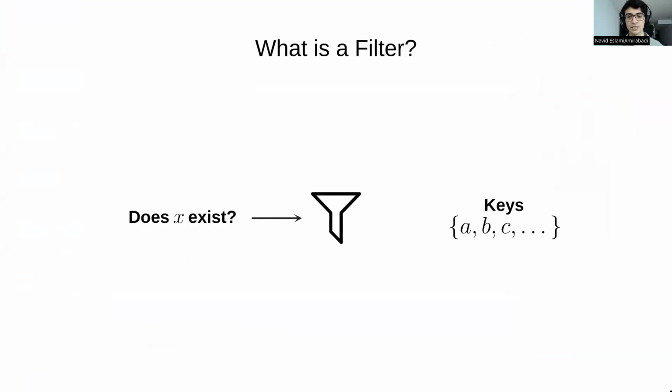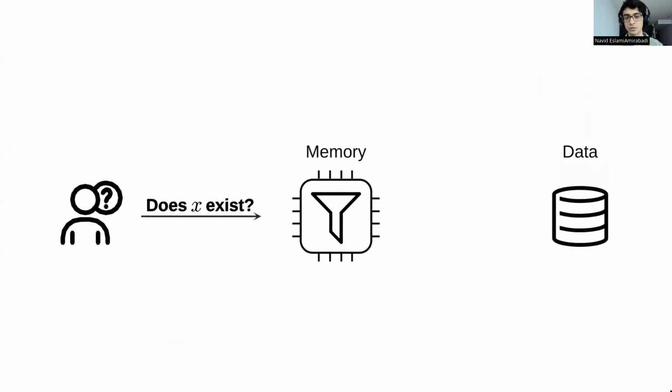A filter is a compact probabilistic data structure that represents a set of keys that we care about. So in this particular example, A, B, and C, and so on. The filter is able to answer membership queries. So you can give it a key X and ask if that key X exists in the set or not. Filters are typically stored on faster, more expensive memory, such as DRAM and SRAM, and they serve as an optimization to avoid redundant accesses to the actual data, which is often stored on slower but more inexpensive memory, such as SSDs or hard drives.